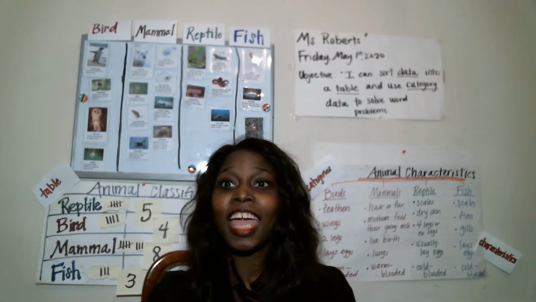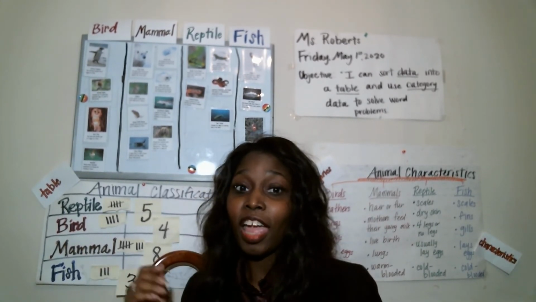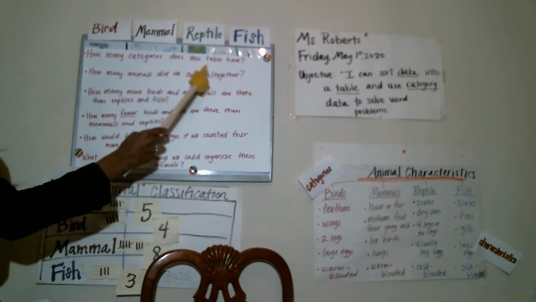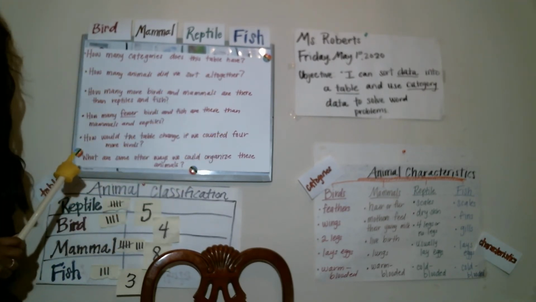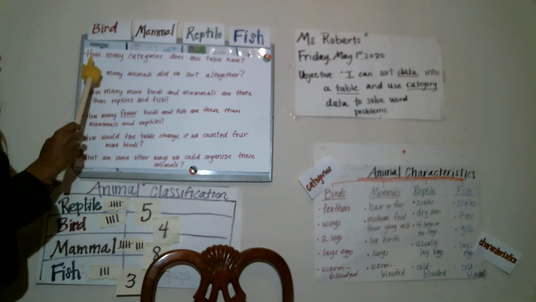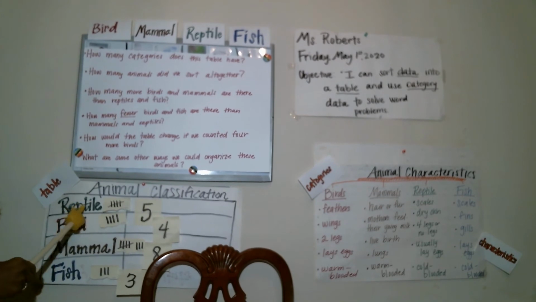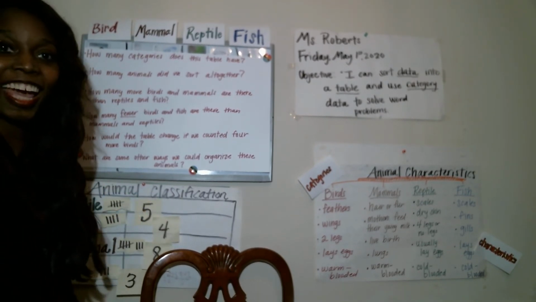Yes. Now that we have our data, we can answer some word problems. Okay, here are our word problems. Can I get somebody to read the first word problem? How many categories does this table have? We can look at our table and see. There's reptiles, birds, mammals, and fish. That makes it 4 categories.